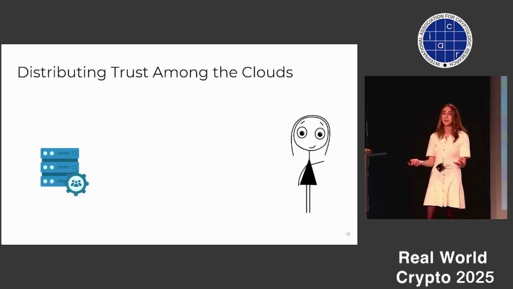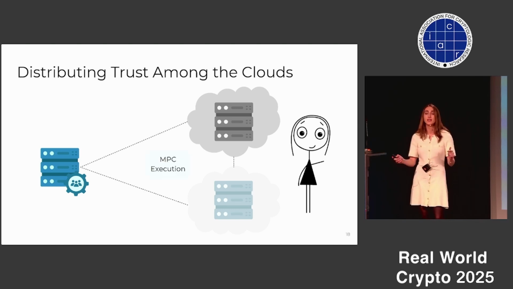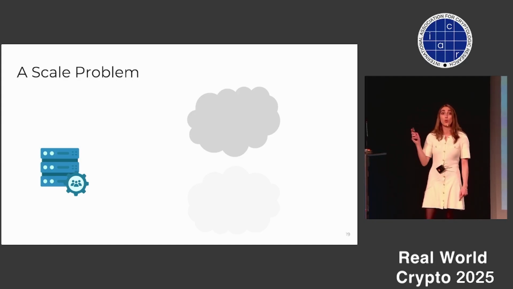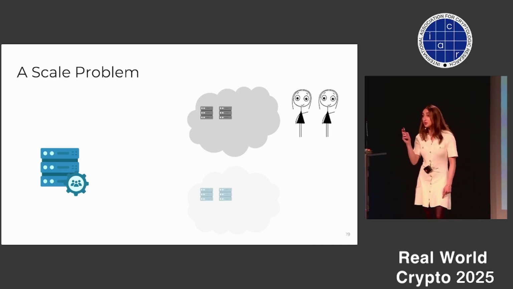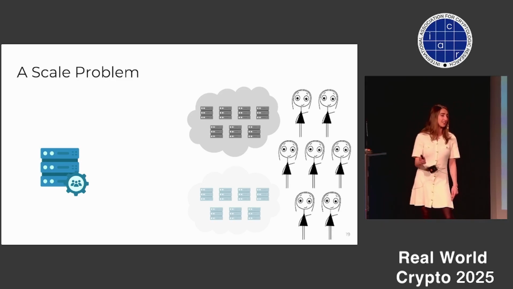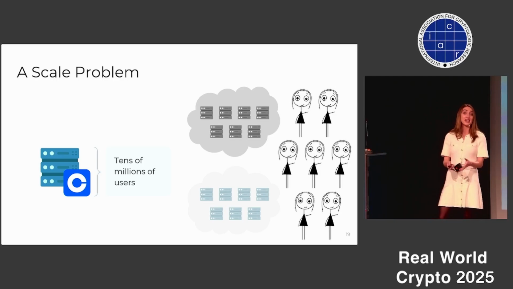Okay, so how do all of these pieces come together? Well, for our first try, let's just have Alice, the user, deploy n-1 VMs in n-1 distinct clouds. And the application provider can do an MPC execution with these VMs. Unfortunately, we run into a bit of a scale issue because this might work great for one Alice, maybe even 2 Alices, maybe even 3, 4, 5, 6, or 7 Alices, but try tens of millions of Alices, or the number of monthly active users of an application like Coinbase.